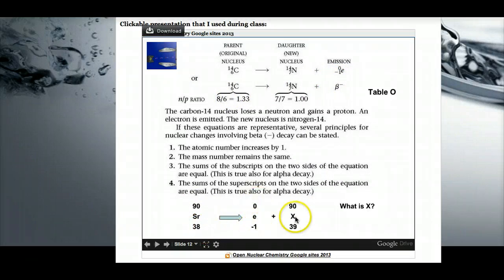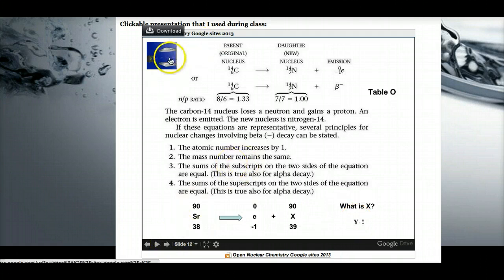I have a beta particle. What's X? Well, 39 plus a -1 is 38. 90 plus 0 is 90. What is X? Atomic number 39, if you look on the periodic table, okay, is Y, yttrium. So what is X? Y. So this is yttrium, okay? My little funny. All right.